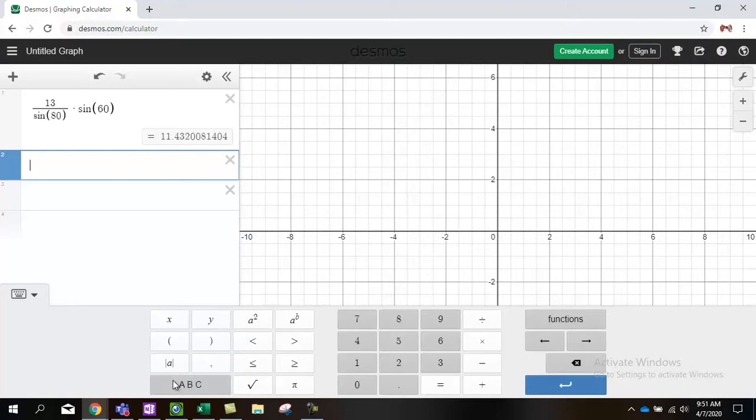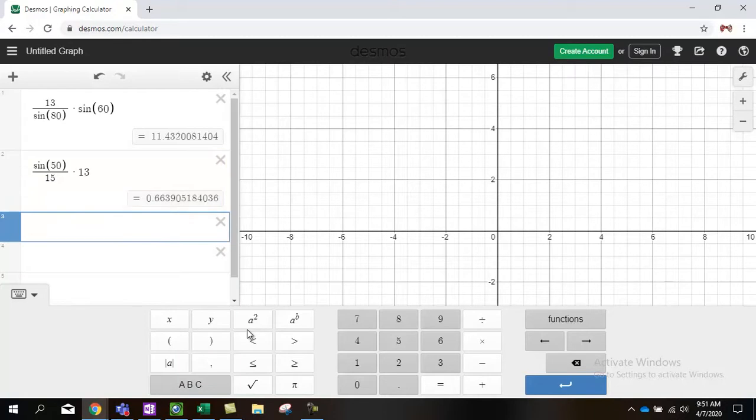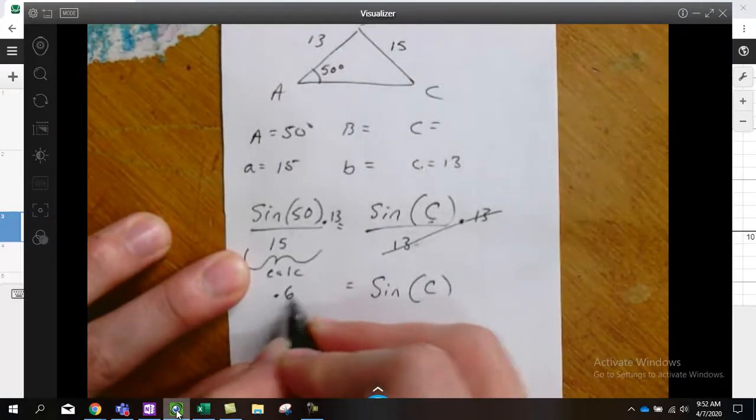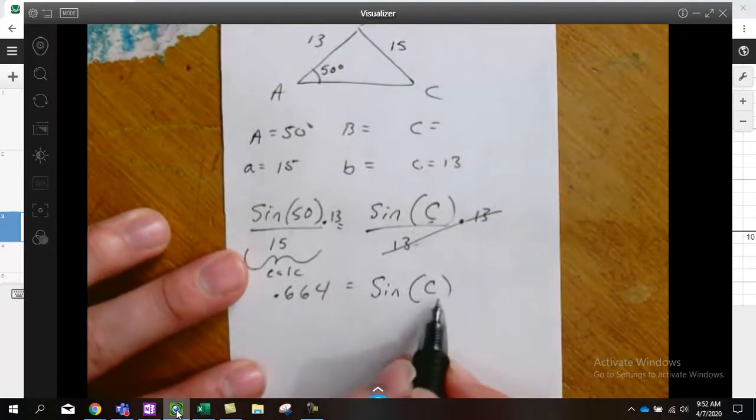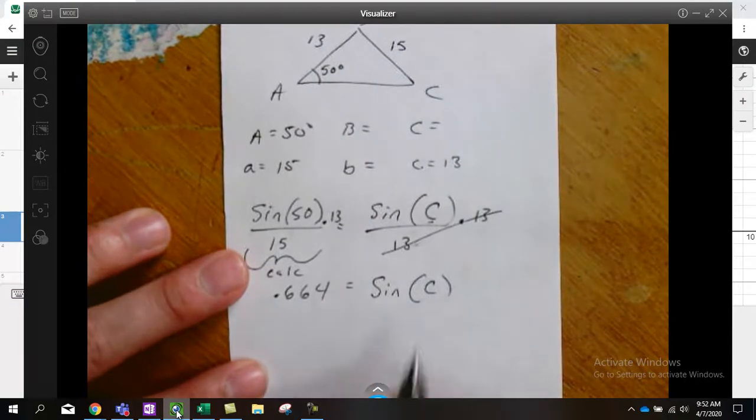Go back to our calculator and let's evaluate the sine. Sine of 50, divided by 15, times 13 gives me 0.664. Come back here. 0.664.